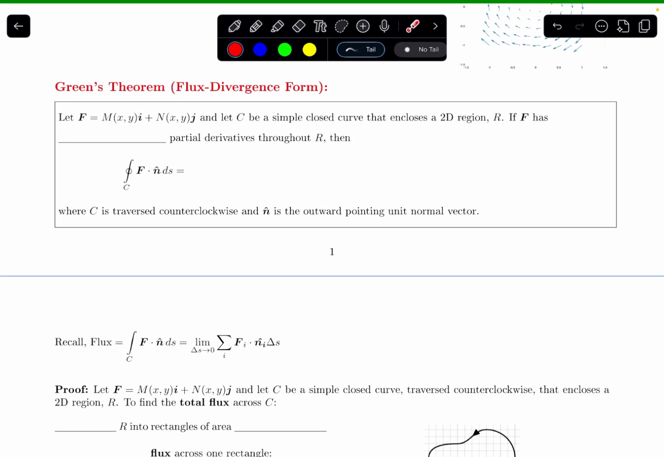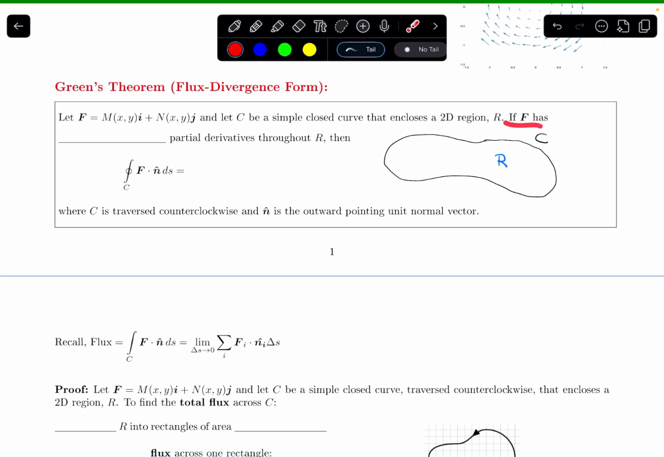The theorem says, let F be a vector field in the xy plane. So it has this i hat portion, this j hat portion, but no k hat because it's just in the xy plane. And let C be a simple closed curve that encloses a two-dimensional region R. If I draw a picture, we have this closed curve, which means it starts and ends at the same spot, and I'll call that C. And the region within, I'll label that R.